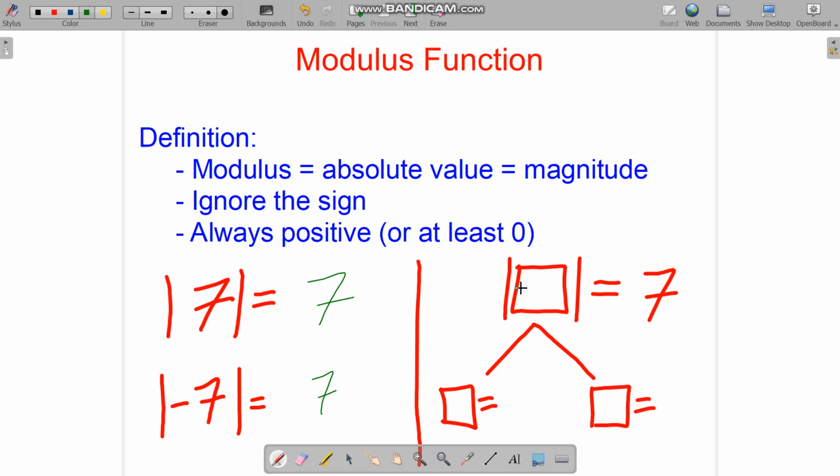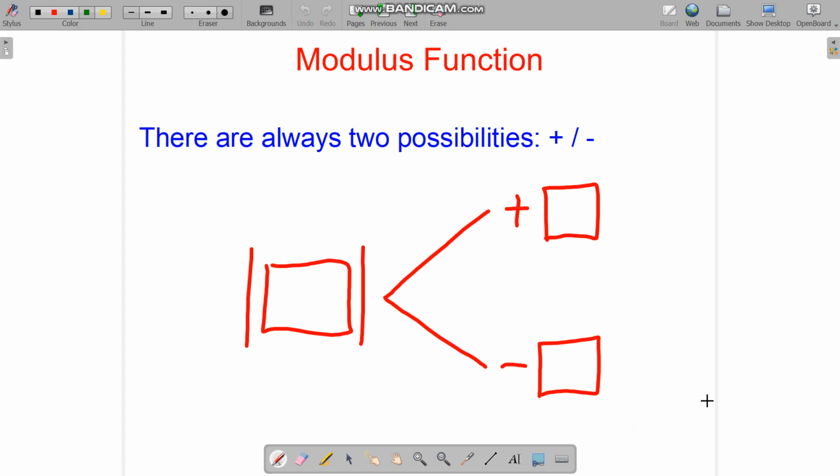This means if we have the modulus of something equals 7, that thing can be positive 7 or negative 7. So in conclusion, there are always two possibilities, plus or minus. The absolute value of box, or the modulus of box, can be positive or negative box.